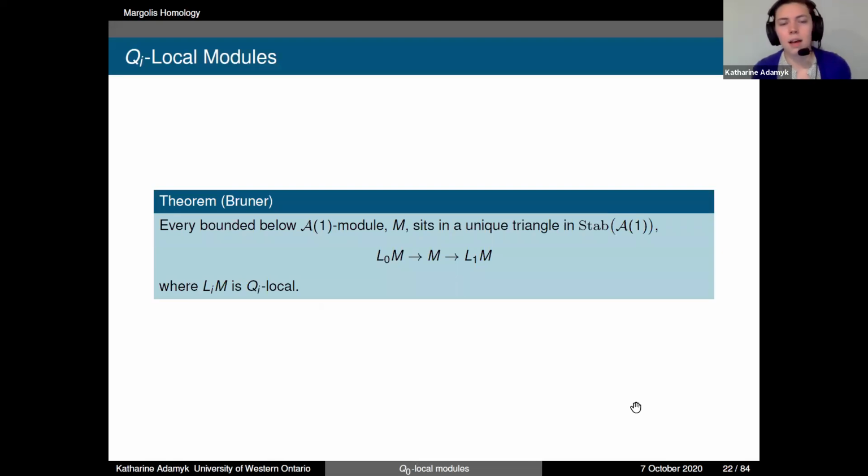So there's a theorem of Bob Bruner that says every bounded below A1 module M sits in a unique triangle in the stable module category between a Q0 local module and a Q1 local module. So there are certainly modules that are neither, but if we can say something about the Q0 local and Q1 local modules, this will also give us some information about stable A1 modules in general.